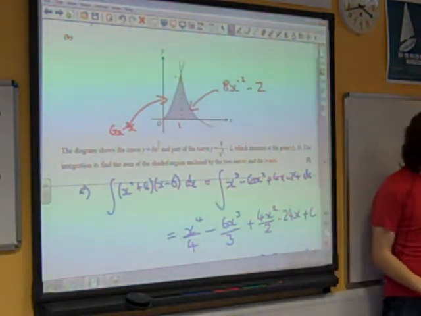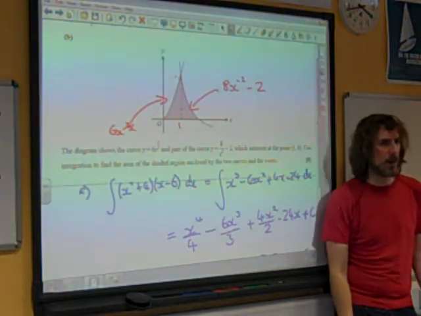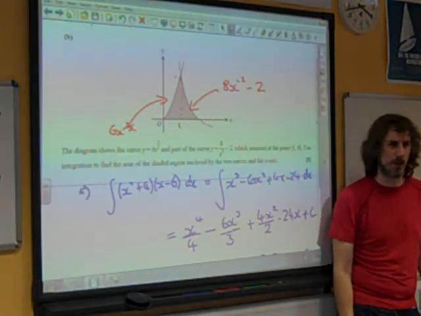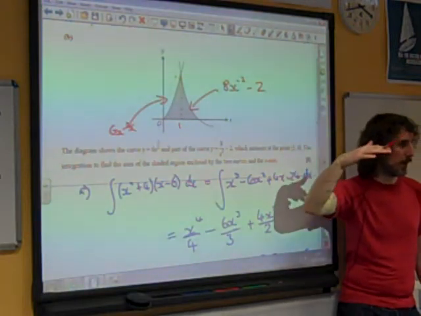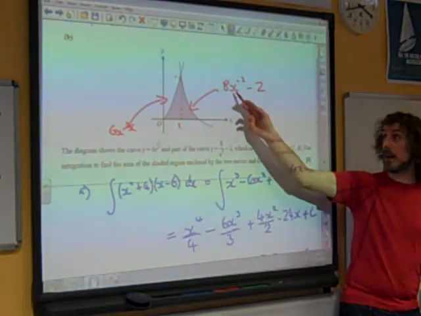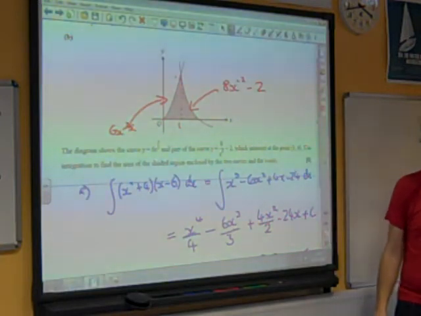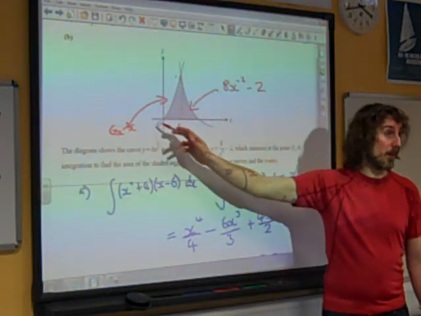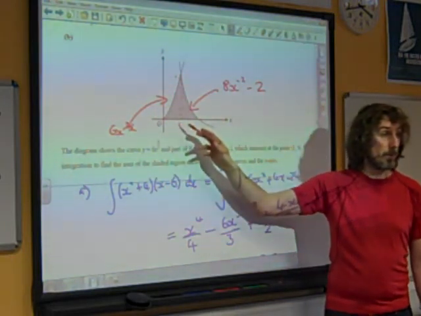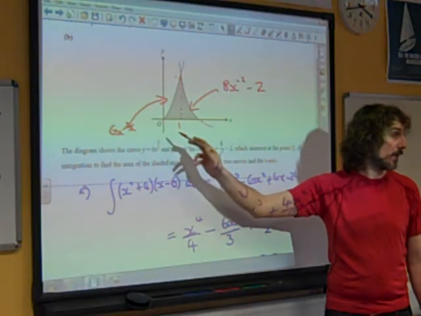minus 2. And remember, 8 over x squared, we learned about this when we did differentiation before. We need to write it all on one line before we can integrate or differentiate. So that's 8x to the minus 2, take away 2. So this one's fine, isn't it? Because this one goes from 0 up to 1. And we'll just do our integration for that bit.